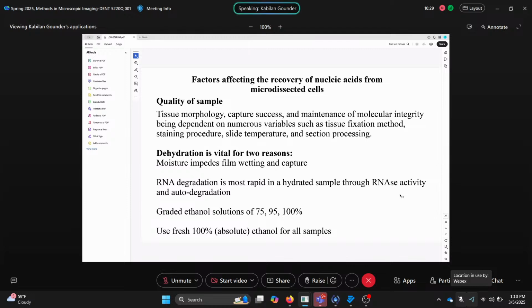During this time, it is very, very important when you process your samples, to consider what the factors are which affect the recovery of nucleic acid. Our main goal is to isolate the cells, and then isolate DNA, RNA, or protein for subsequent analysis. So that is our goal.